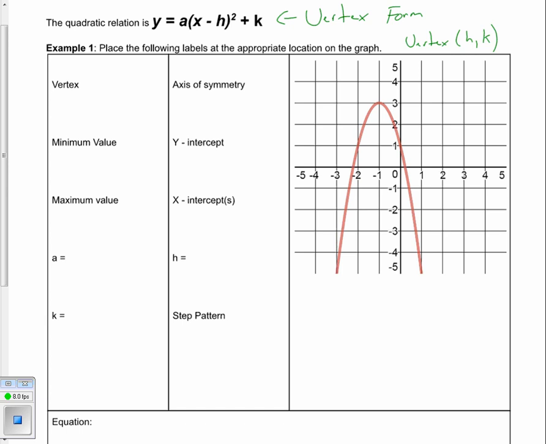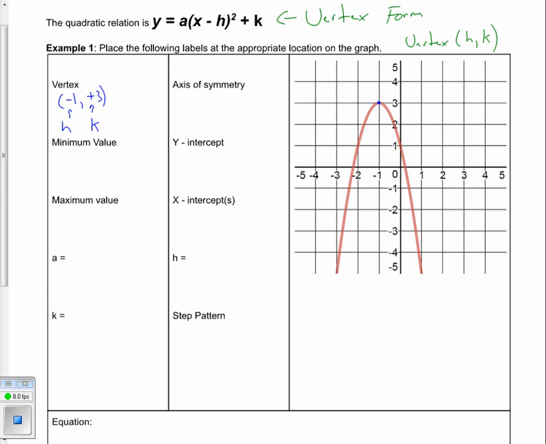Okay, so in this particular instance, when we look at this graph, we've got to identify where the vertex is, and the vertex is where the graph changes direction, and that happens to occur right up here. And so that vertex is actually at (-1, +3). Now I told you that the vertex form of the quadratic equation is the same as the h, k value. That means that the h value is -1, and the k value is +3.